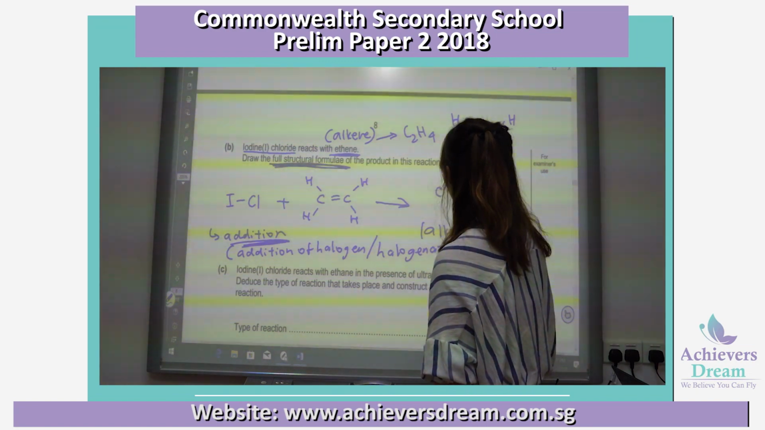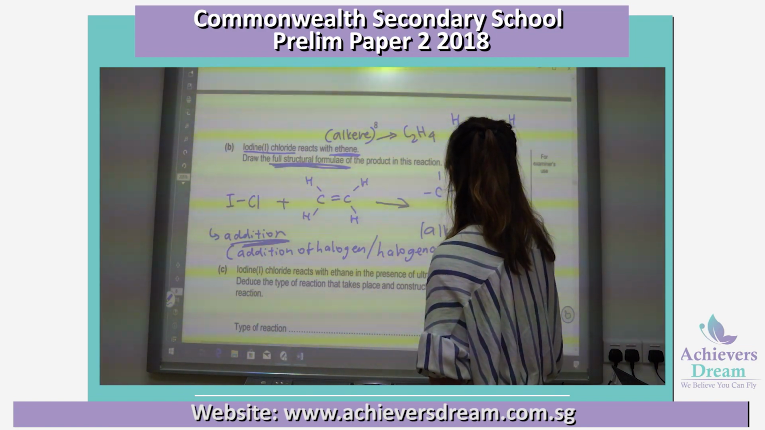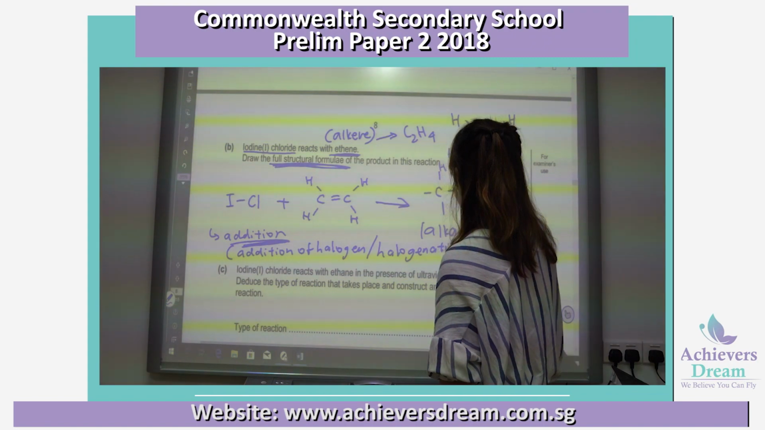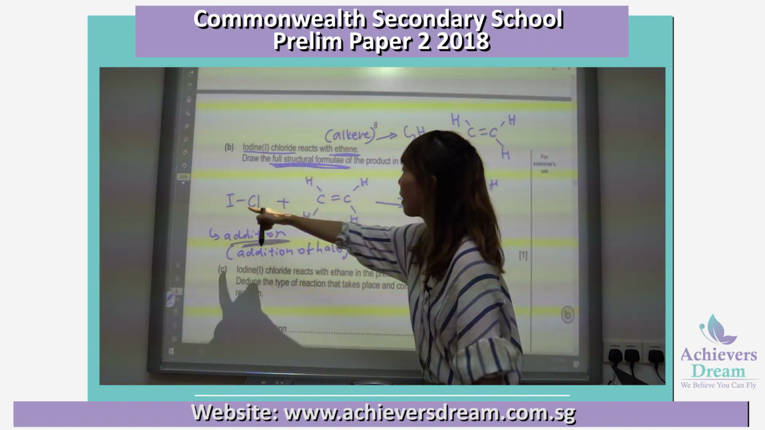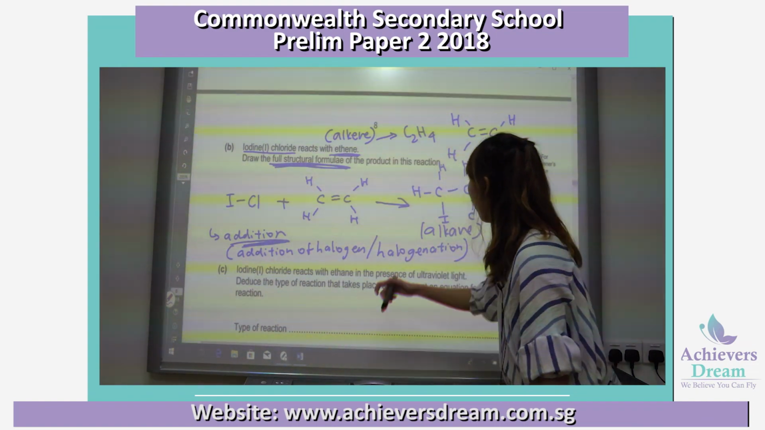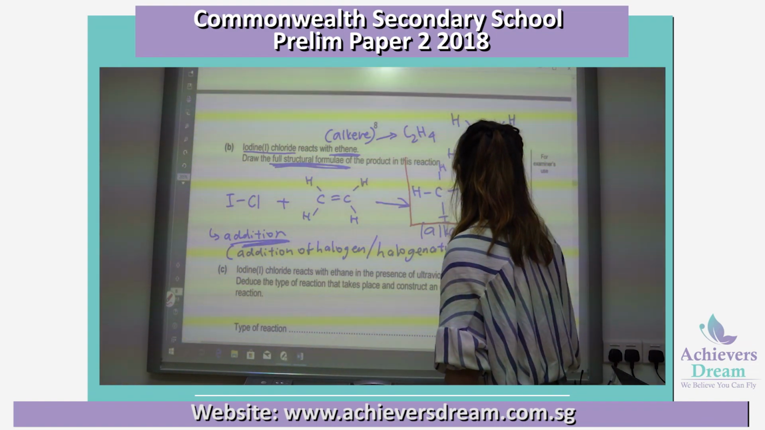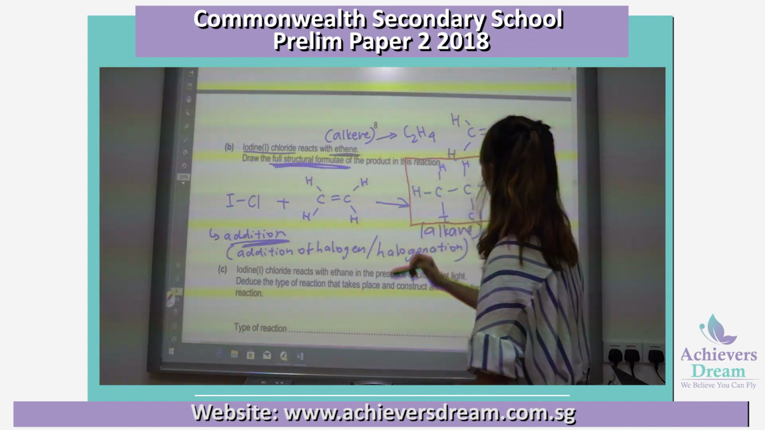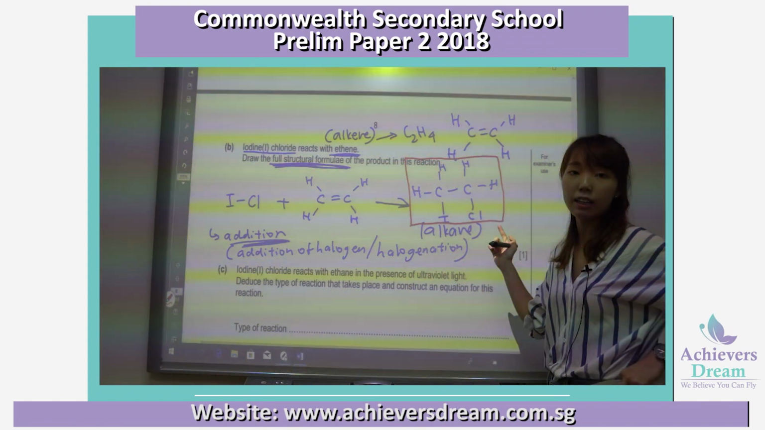Okay, so your product will be HH, and then I add in I and Cl. Okay, so this will be my answer. This will be the product in this reaction.